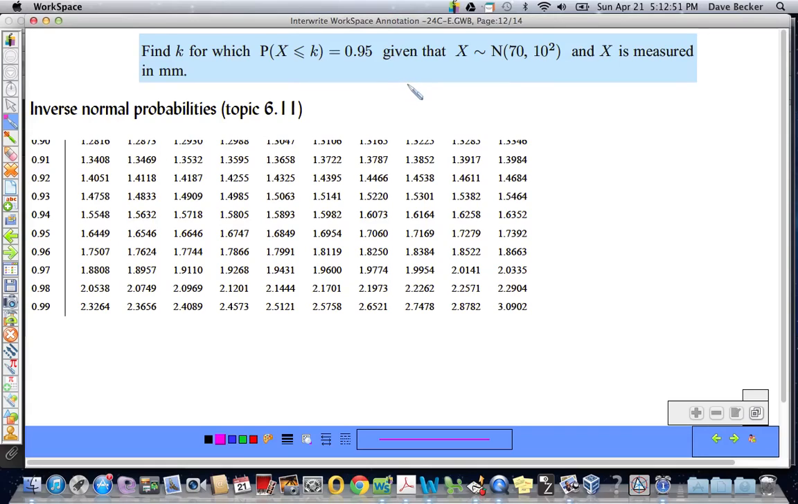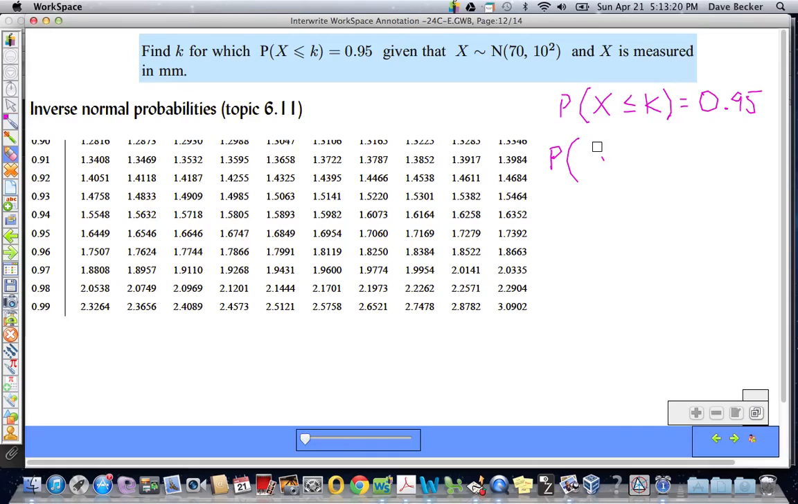Okay, so what is really being asked for here? We're saying, what is the probability that x is less than or equal to k, that probability is equal to 0.95. For what value of k is this true? So what we're really asking is, for what value of k is this true? That the random variable x, well, no, let's do it this way.